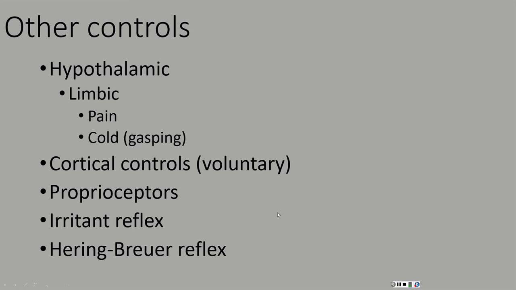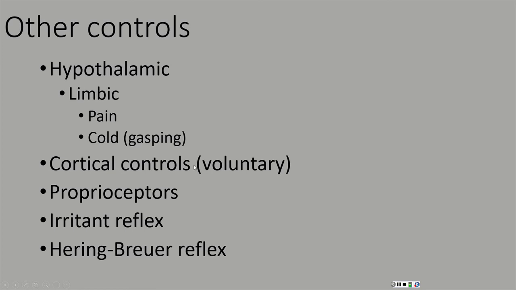And here, pain and cold both affect the limbic system and can influence our breathing. For example, when you are in pain, we have that kind of gasping breath. Or when we are really cold, if we were to fall into cold water, we have that gasping breath. So the limbic system is under hypothalamic control of breathing.